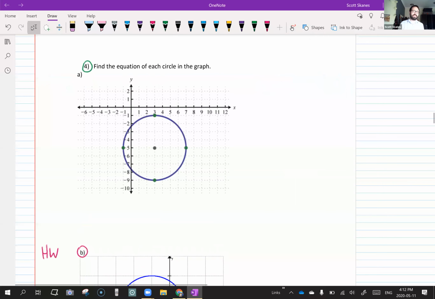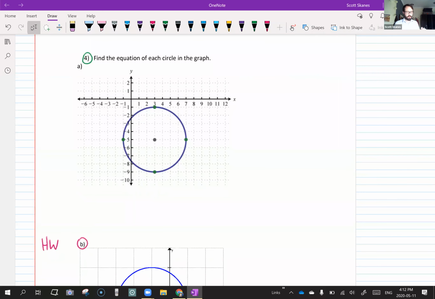For question 4, I want to show you how easy it is to get equations of circles if you know what the graph is. So find the equation. Again, exact same process. Do I even need to write it out again? Probably not, but it takes me very little time. I'll just write this out while I'm talking.